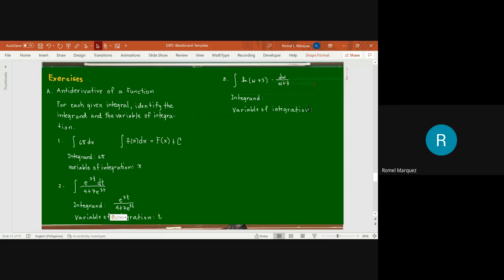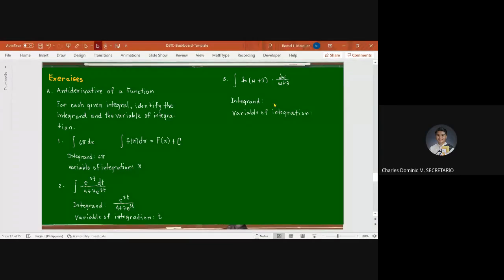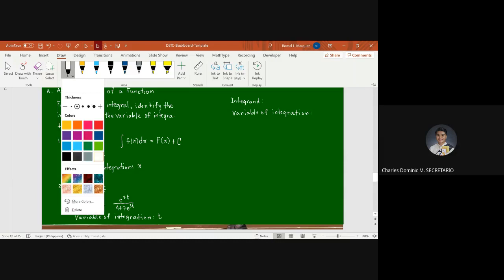Okay. Charles Dominic? You can raise your hand, by the way, if you want to answer. ln of w plus 3 times 1 over w plus 3, or ln of w plus 3 all over w plus 3. Okay, and what's the variable of integration? W. Okay, thank you. Is that clear now, guys?